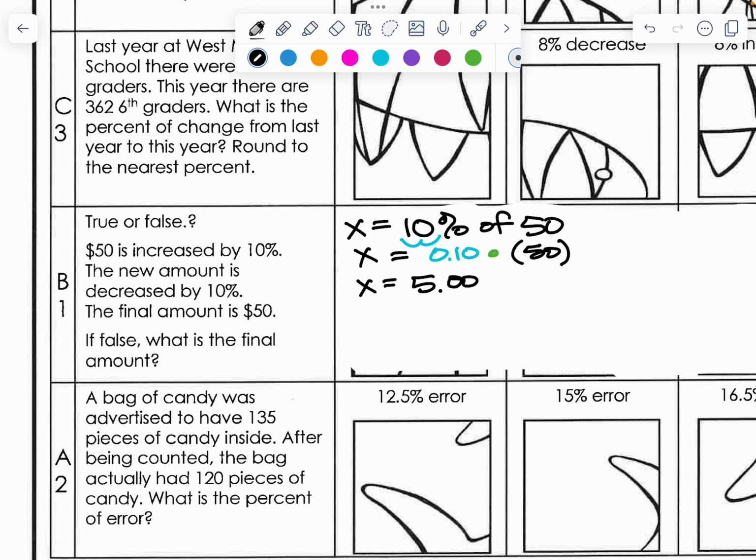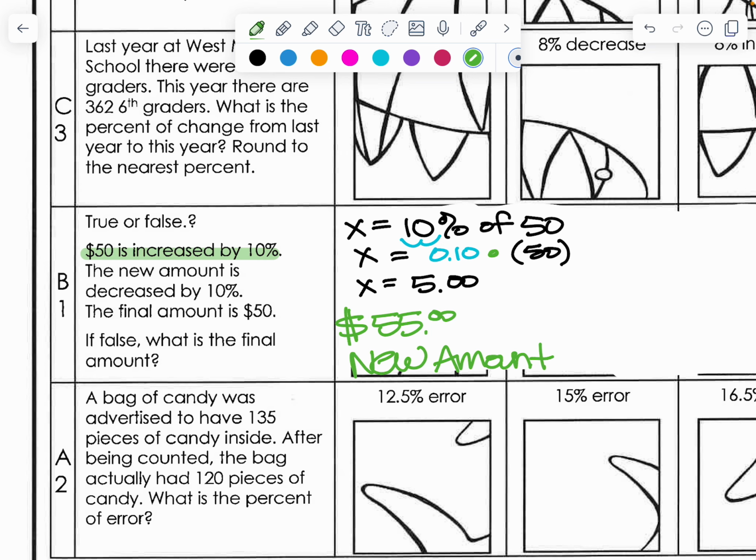All right, so let's go back to the problem. It says $50 is increased by 10%. Well, we just figured out 10% is $5 right here. So wouldn't we combine those? Yeah. So $50 plus our new $5 gives us $55. That is our new amount. Okay, you're going to put this on the work shown page. I just made my own spot.